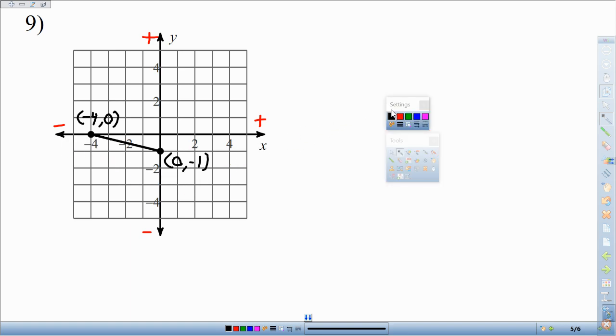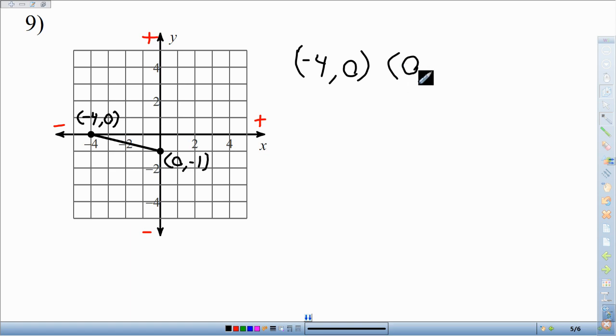Okay, which is, by the way, the reason why I picked this problem, because it has those zeros that I think sometimes trips people up. Okay, so I'm going to rewrite these coordinates, -4, 0, and 0, -1. All right, let's label them really quick. Remember, it's always x comma y. So first x, first y, second x, second y.